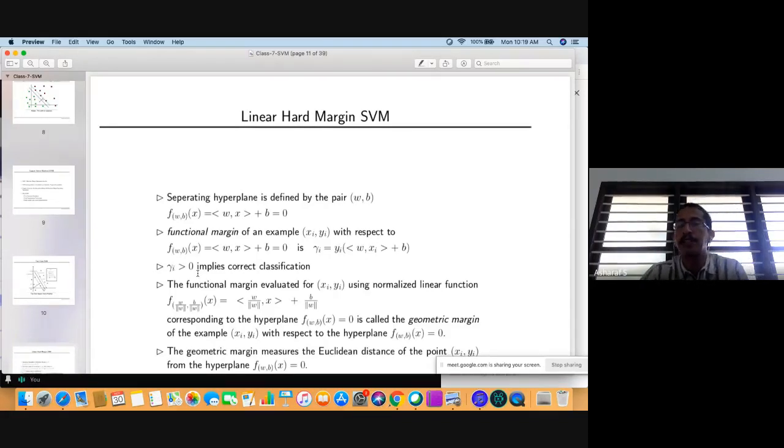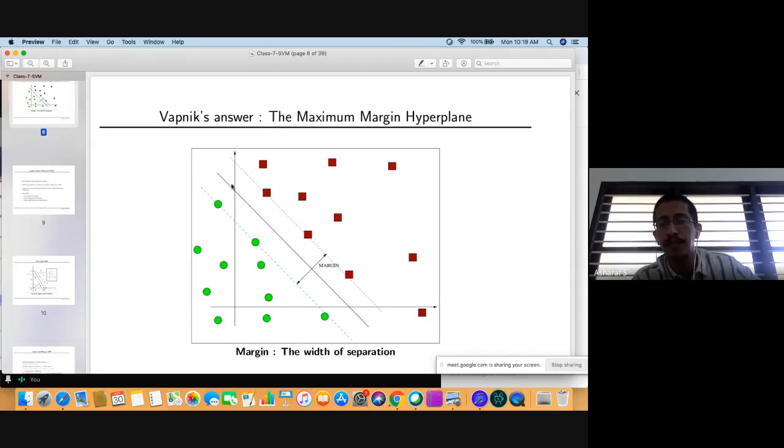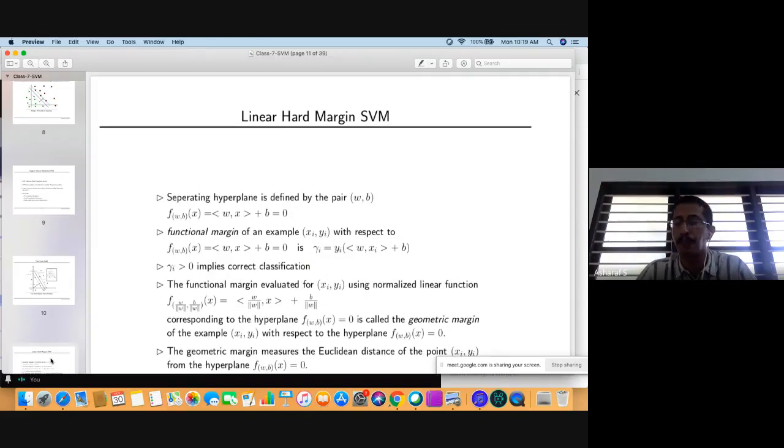So a functional margin gamma i greater than 0 implies that the point is correctly classified. Given any new test point, we can compute its functional margin with respect to the given hyperplane W transpose x plus b is equal to 0. The functional margin is essentially a notion of how far away you are, a notion of similarity or dissimilarity. It's essentially a notion of distance, but you can't call it a distance. I will come to that. If the functional margin is positive, it is an indication that the point is correctly classified, primarily because that's the way we label the points.